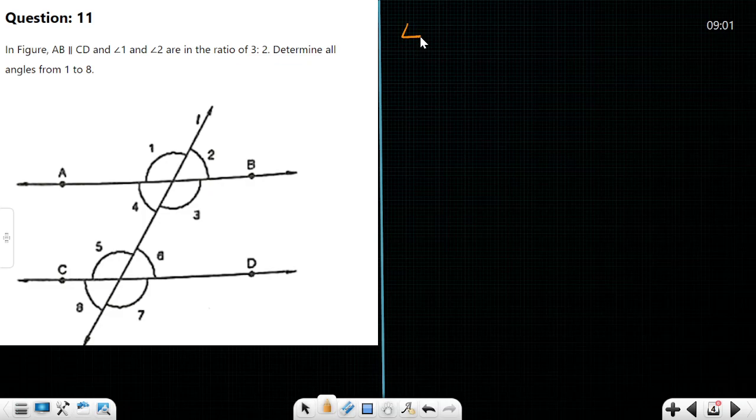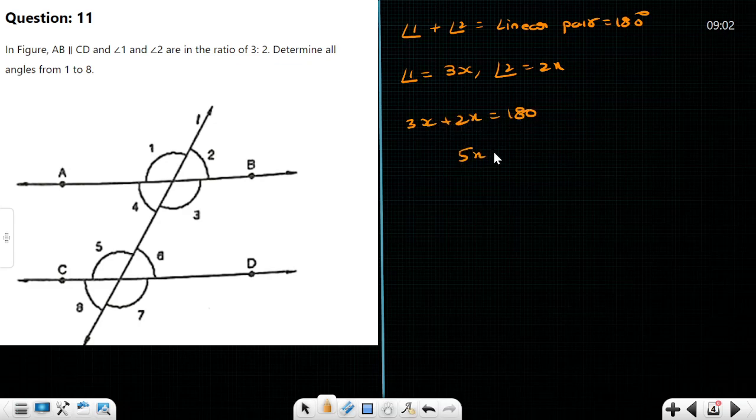Okay. One thing we can understand, angle 1 and angle 2 form a linear pair. That means whose sum is 180 degrees. Correct, na? So, angle 1 can be called 3x and angle 2 can be called 2x because they are in the ratio 3:2, right? So 3x plus 2x equal to 180, 5x equal to 180, x equal to 36. Therefore angle 1 is 3x, that is 108, angle 2 is 2x, that is 72 degrees.